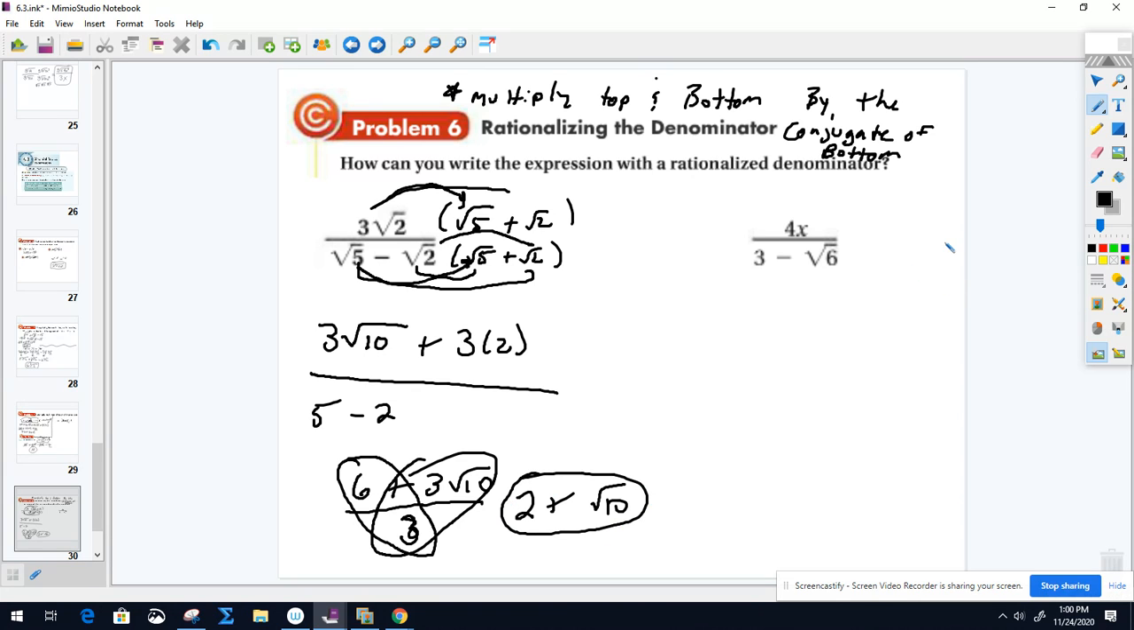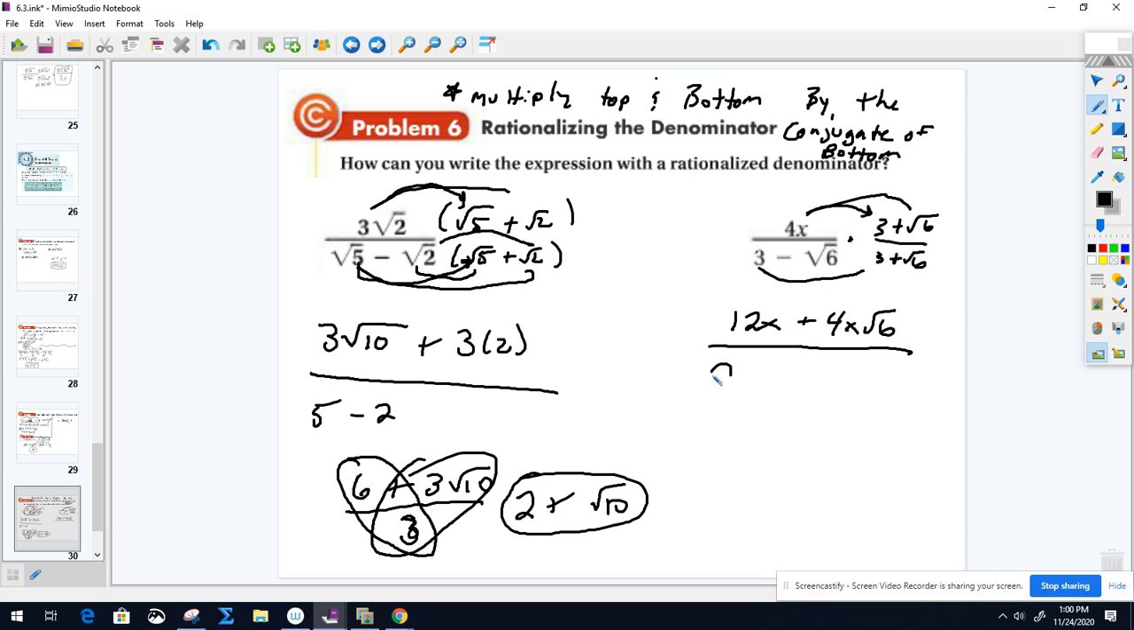So again, how do you divide? You multiply top and bottom by the conjugate. So the conjugate here is 3 plus square root 6. Okay. So on the top, 4x times 3 is 12x. 4x times square root of 6 is plus 4x square root 6. Nothing I can do with that. On the bottom, I've got a 3 times 3, which is 9. I don't worry about outer and inner because they would cancel, right? 3 square root of 6, negative 3 square root of 6. And then negative square root of 6 times square root of 6 is minus 6.